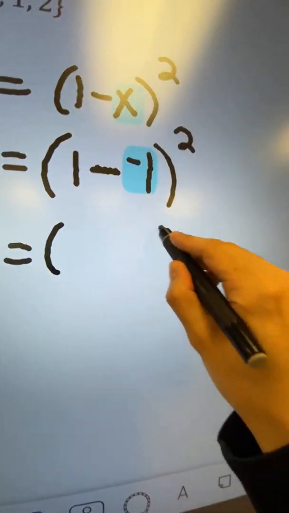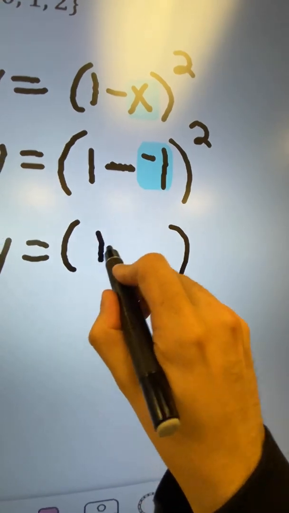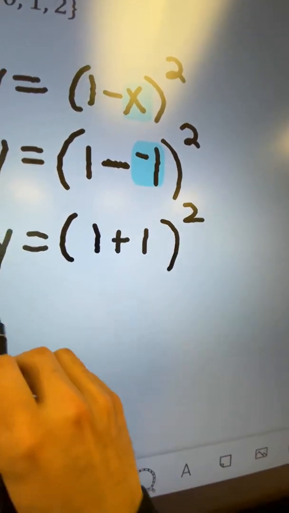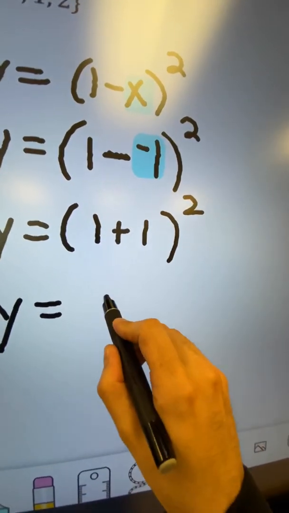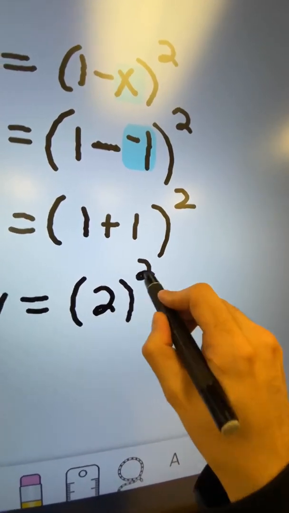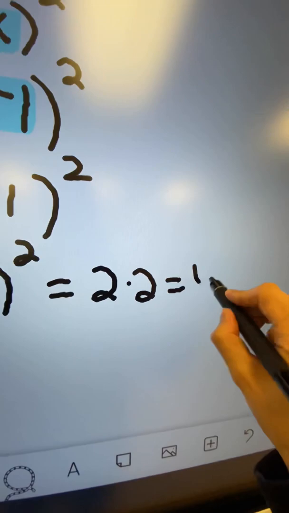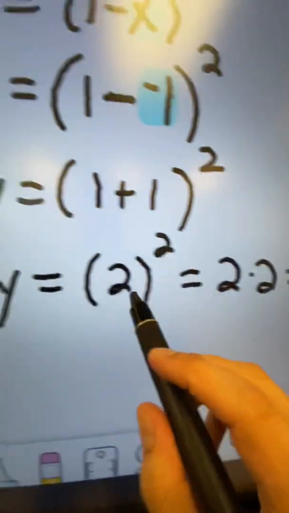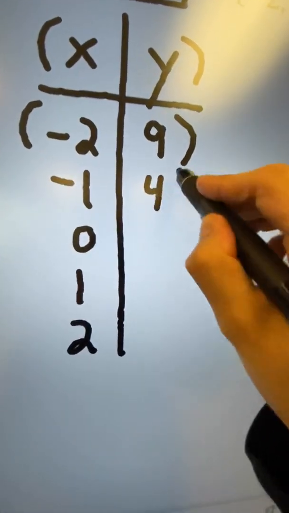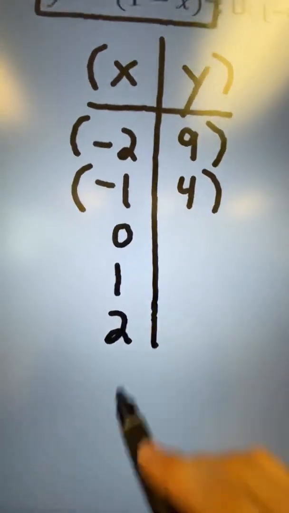Then I use order of operations. We've got to do parentheses first. That's the same as 1 plus 1. And if I add that up, I get 2. And I know 2 to the second power is 2 times 2, which is 4. So my output is 4 when I evaluate this number. And now I have my second point. So 3 more to go.